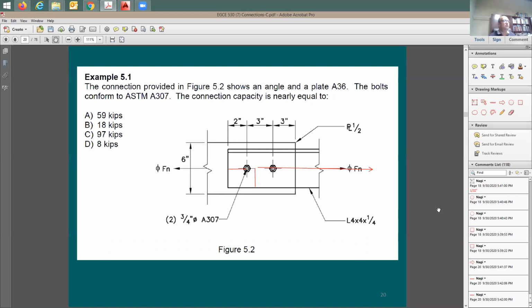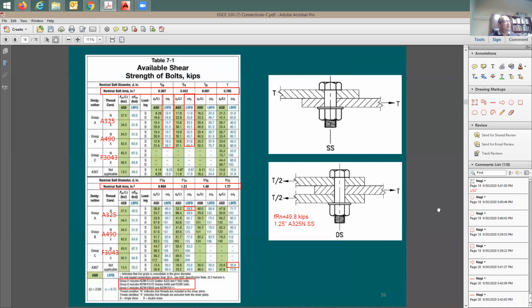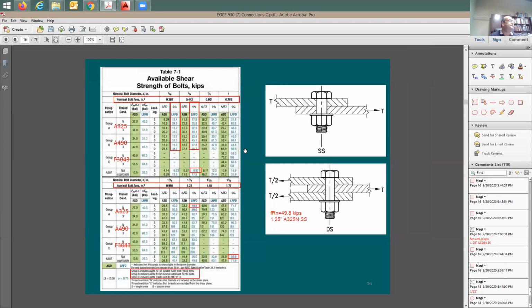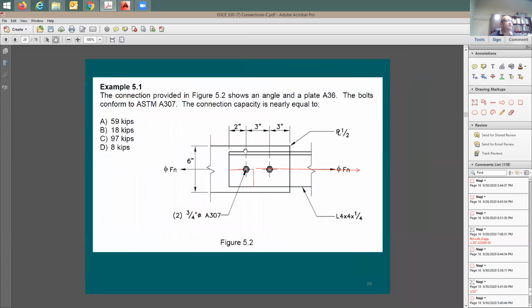So let me go back here to my table for the shear and try to figure out for 3/4 of an inch, A307 single shear. Where should I go? It's going to be this number here, 8.97. It's going to be almost 9 kips, if you like. I'm using LRFD, 3/4 of an inch, A307 single shear. Okay, good. This is going to be for the bolt, just the bolt.